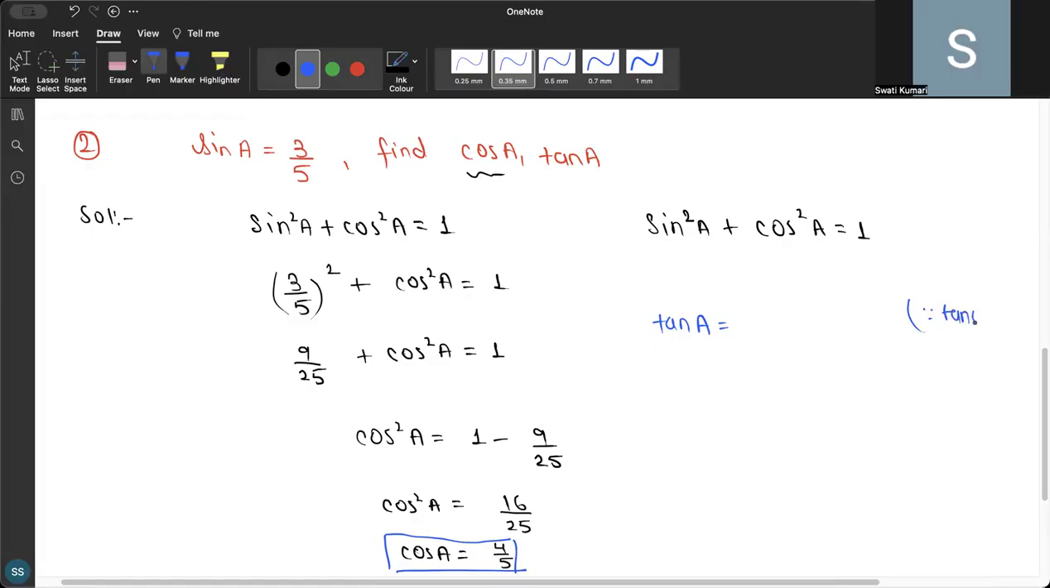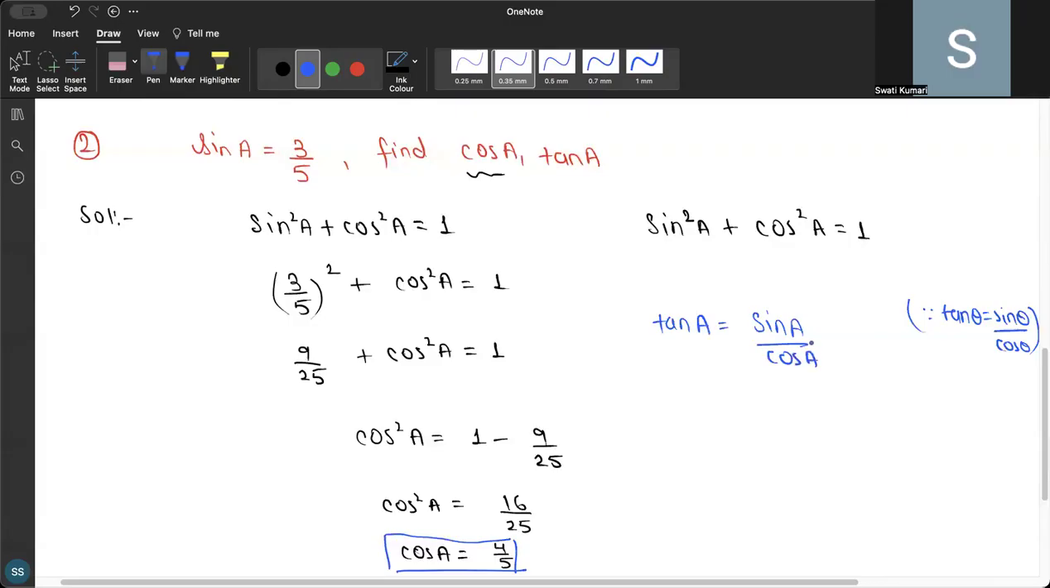Since tan theta is sin theta upon cos theta, you should write down the formula as many times as possible when you are solving the questions, because that is also going to be useful for you to remember these formulas. Okay, so keep writing. So using this formula, tan A is sin A upon cos A.